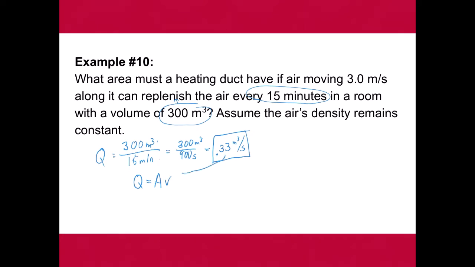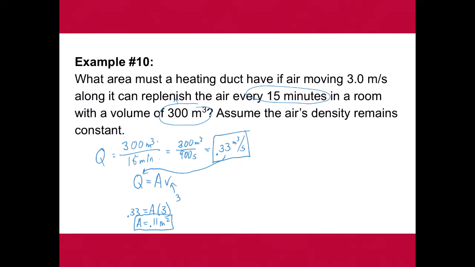So if we know that the Q needs to be 0.33, and we know that the volume needs to be 3, and everything's in SI units, we should then be able to solve. So we're going to go 0.33. I'm going to go ahead and use the 0.33 continuing because that's what my calculator gave me. That's going to be equal to the area times the volume. Because it is all in SI units, I can go ahead and divide that by 3, and I get 0.11 meters squared.